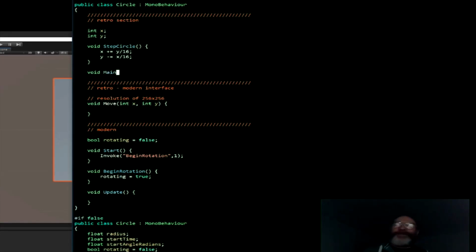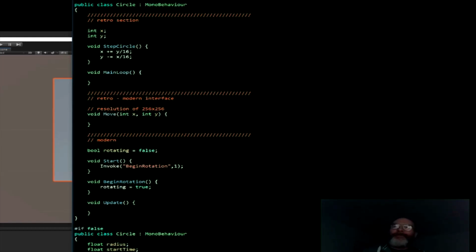Okay, so what I've got in the game section is I want to have a main loop. I know it's called update in Unity, but I can't call it update again because we're in the same class. So I'll call it main loop instead. Except it's not really a loop. Execute.